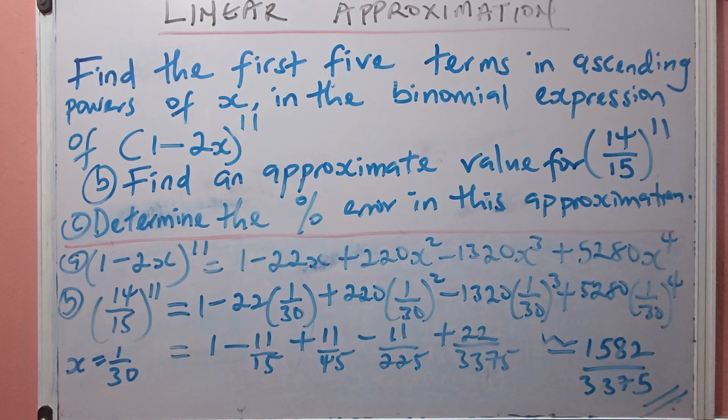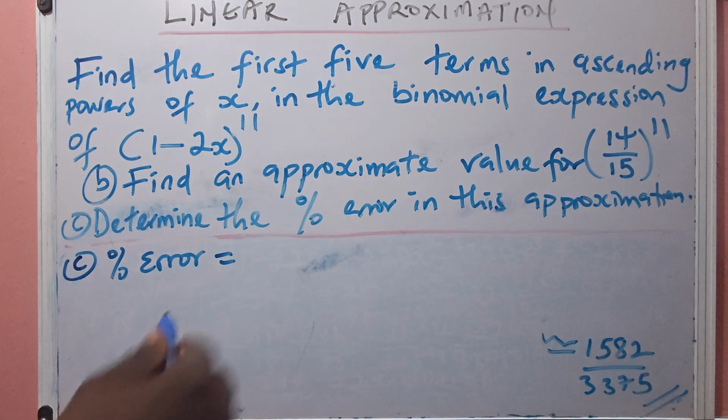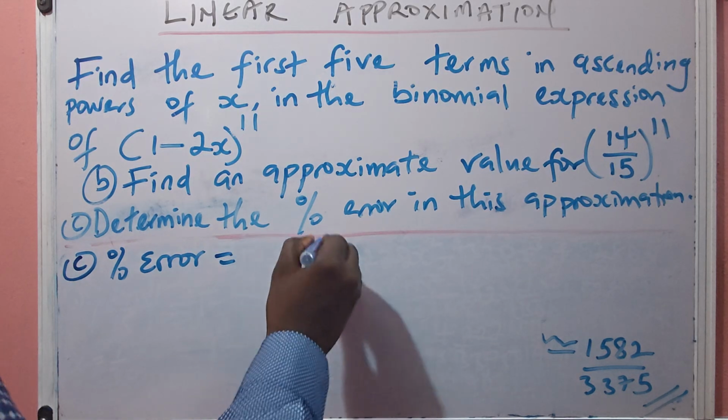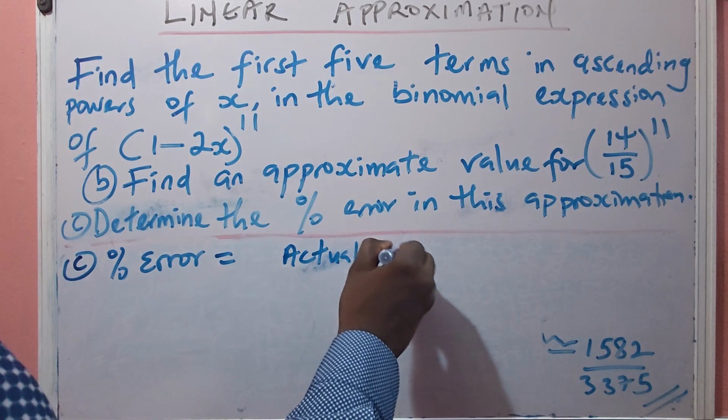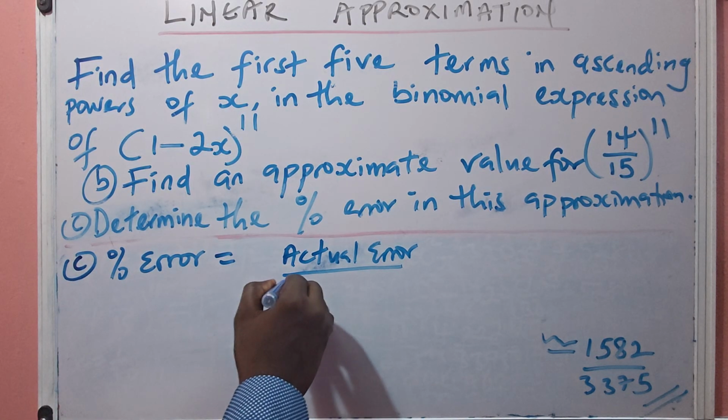So we have to go on now to try and solve for the percentage error, which is the very last question we have in this question. All right. So, but for you to get your percentage error, you have to also get your error first. All right. So the percentage error is given as this, of course, the actual error, which is very important, over the true value.